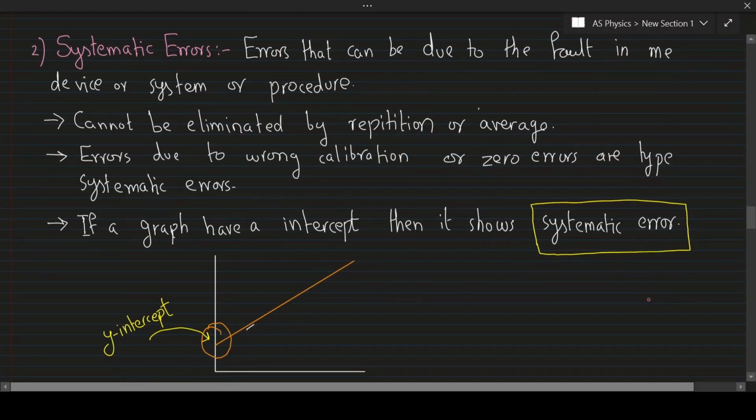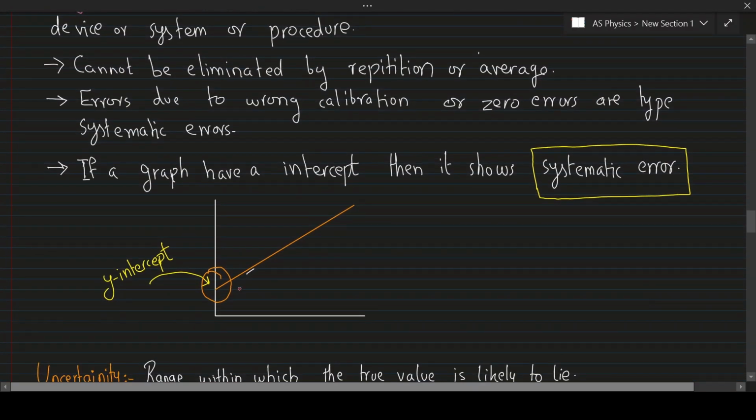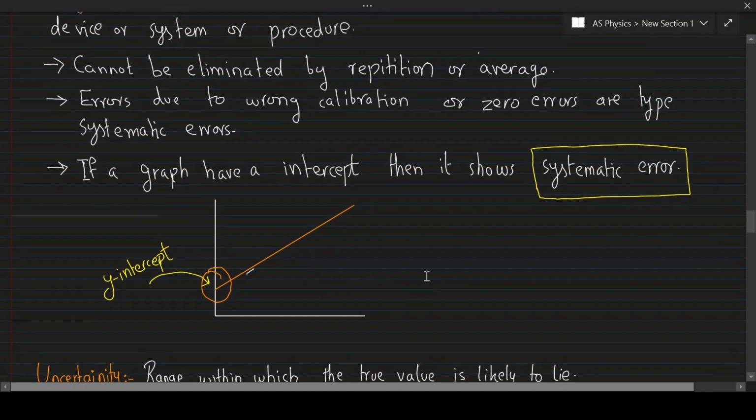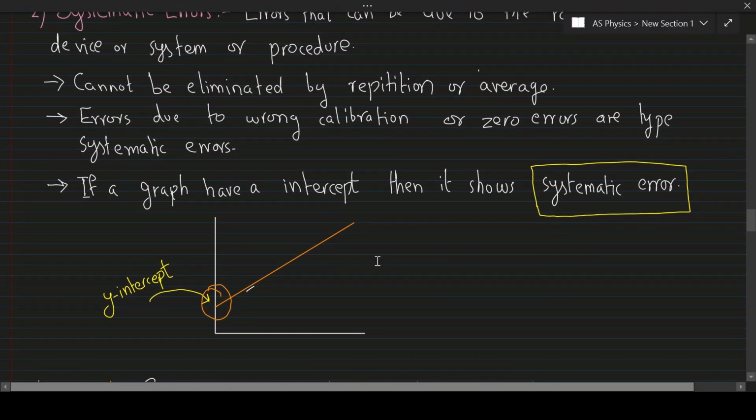How can you identify systematic error? If there is a y-intercept in that graph, this shows a systematic error. I hope you got the concept of random error and systematic error.